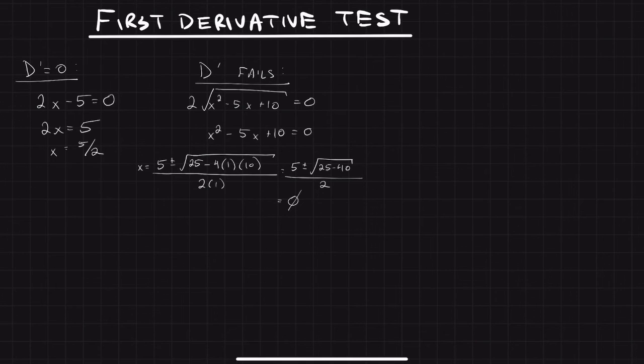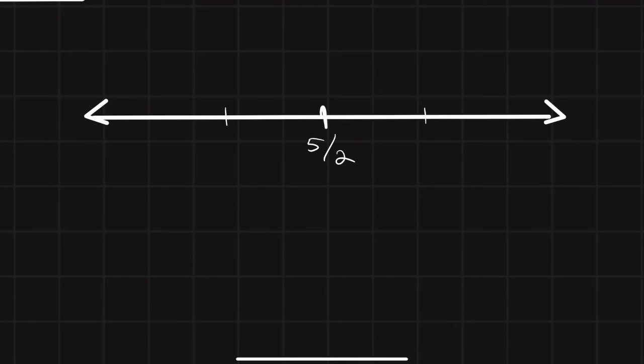Next, in the first derivative test, we need to do a sign test. That means we're going to plot all of our critical numbers on a number line. We only found one critical number at 5 over 2. We need to pick values around 5 over 2. In this case, I'm going to use 2 and 3.